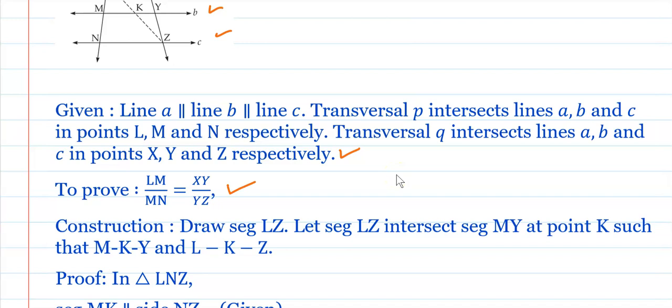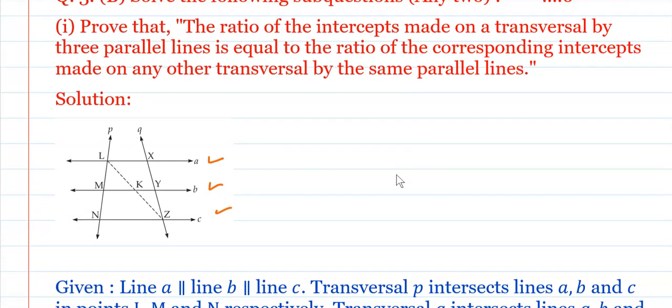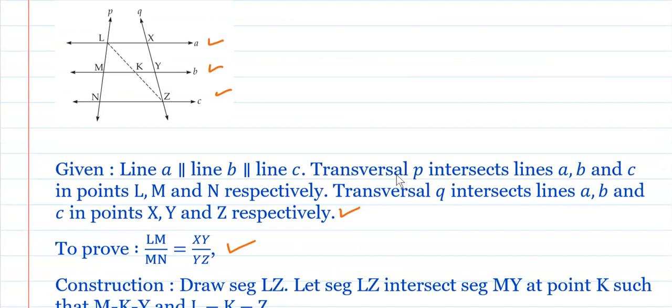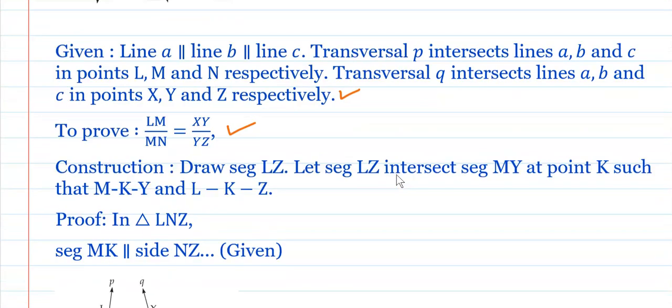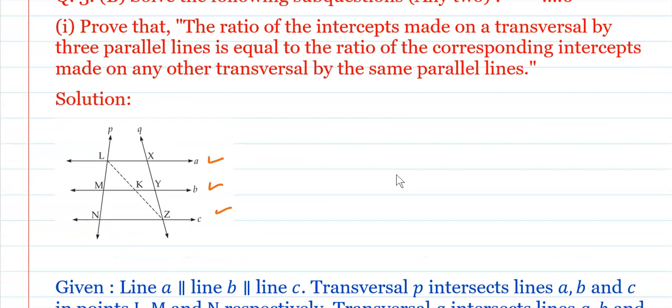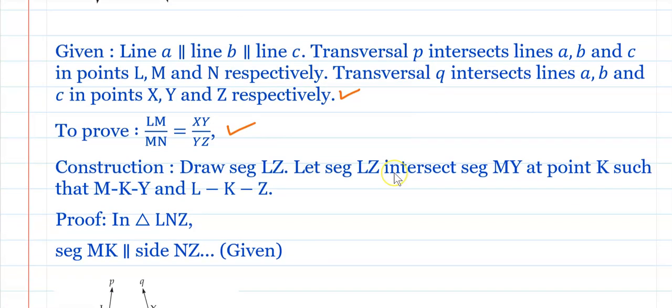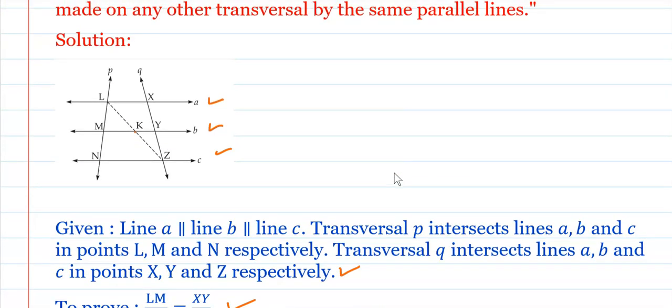Construction we will do here, that is join LZ. In this way we join it here. Let the segment LZ intersect the segment MY at the point K, such that M-K-Y and L-K-Z. Okay, and in this way.